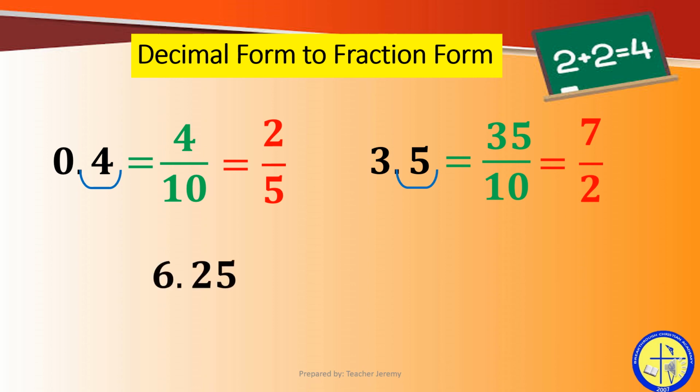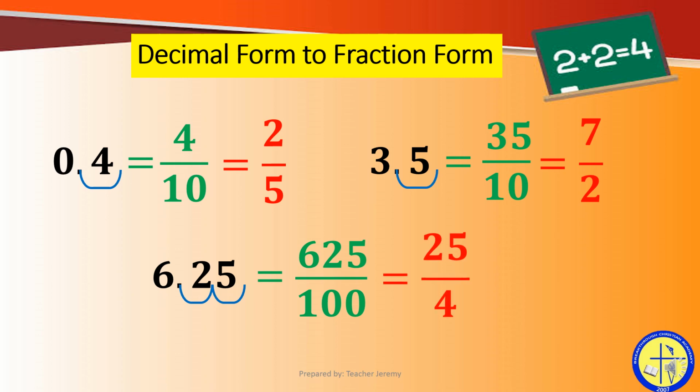Another example, 6.25. So we are going to move the decimal point. We have 1, 2. So 2 decimal places, that is in the 100th place. So we have 100 as your denominator. And then copy the whole number, which is 625. 625 over 100 can be simplified into 25 over 4. So that is how to convert decimal form to fraction form.